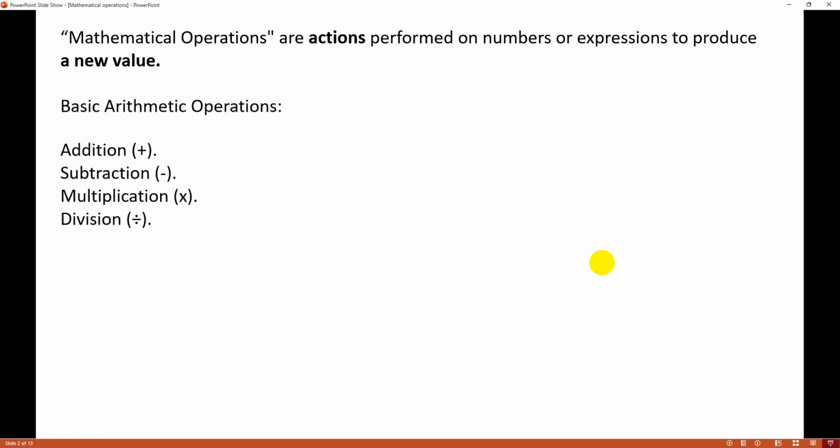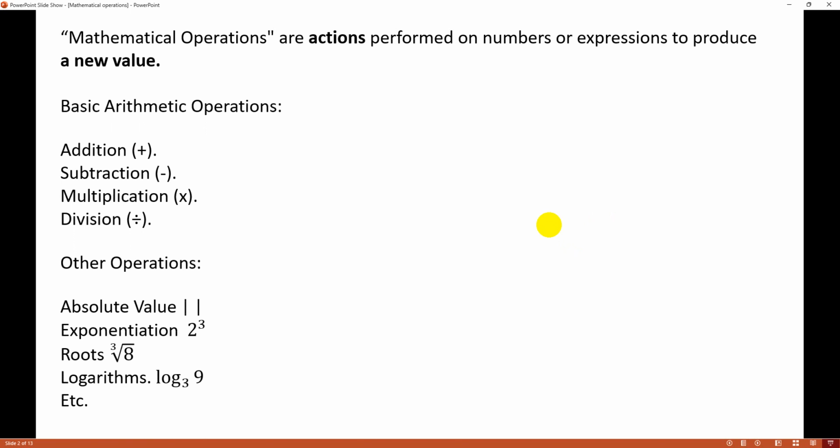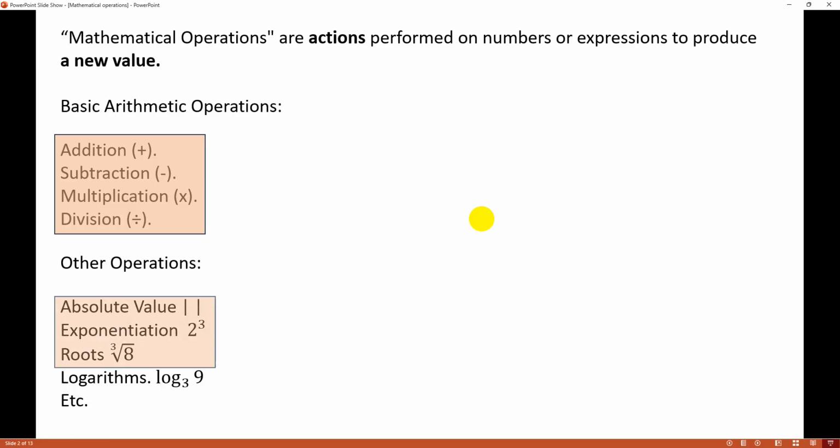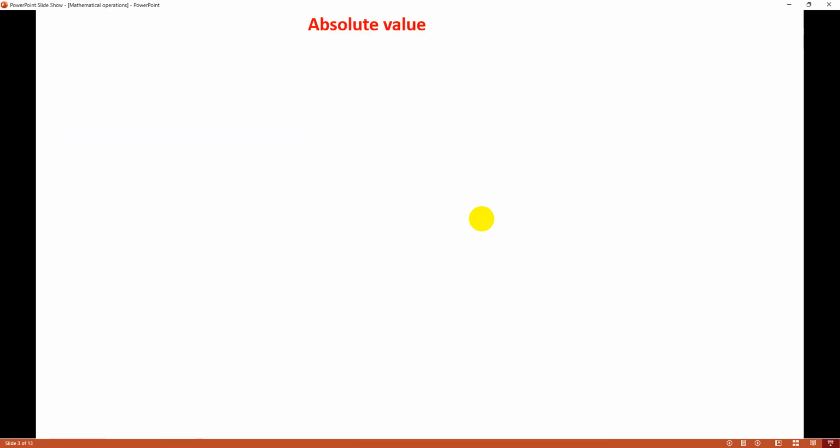We have some basic arithmetic operations such as addition, subtraction, multiplication, and division. And we also have other operations such as absolute value, exponentiation, roots, logarithms, etc. In this presentation, we will focus on the basic operations and also on absolute value, exponentiation, and roots. Let's start with absolute value.